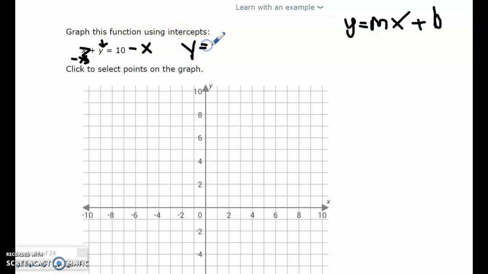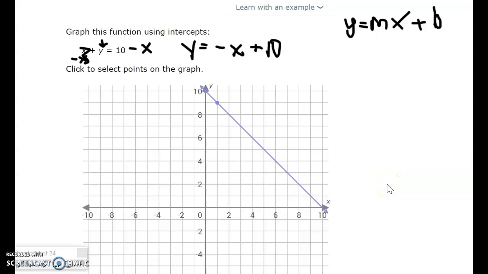Now I can see that I have a slope of negative 1, or down 1 over 1. And I have a y-intercept of positive 10. And so I could graph that. I could put a dot here on the y-axis at 10, and then go down 1 and over 1 to make my line. And that would be my line.